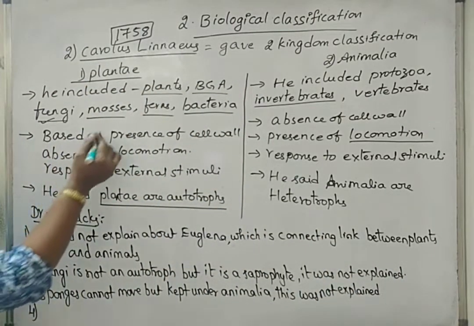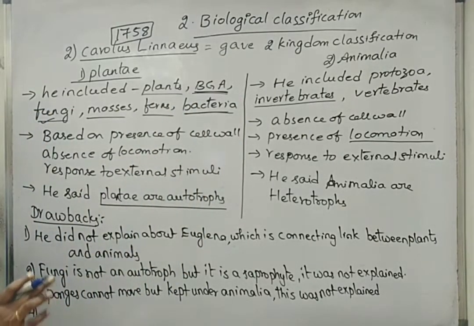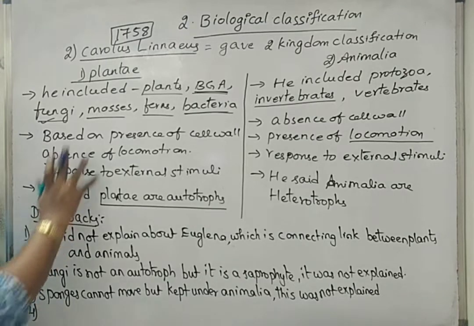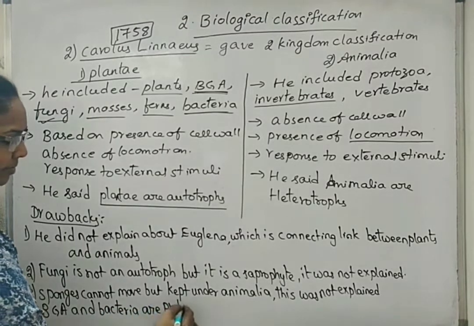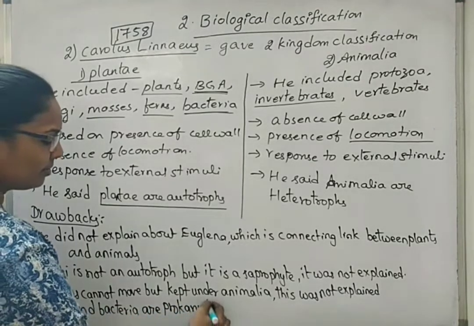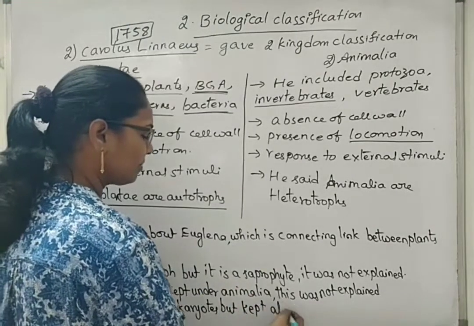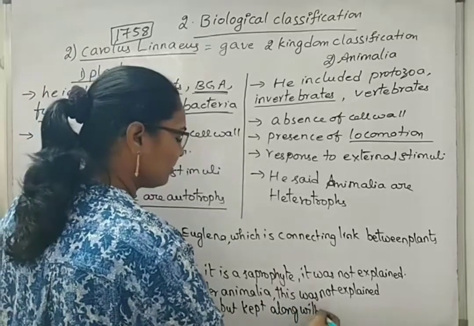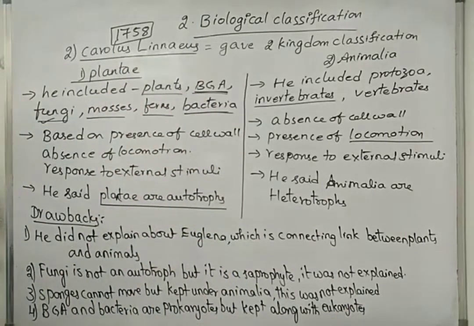Next, here we see blue-green algae and bacteria. Those are prokaryotes, but kept here along with eukaryotes. This was also not explained. Blue-green algae and bacteria are prokaryotes, but kept along with eukaryotes. This was also not explained.